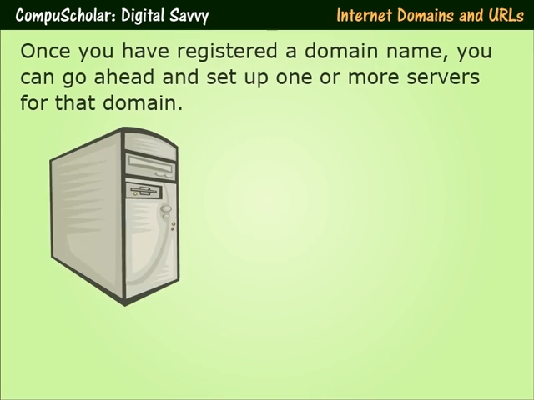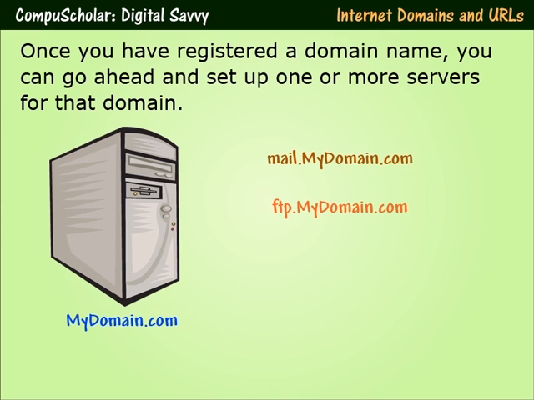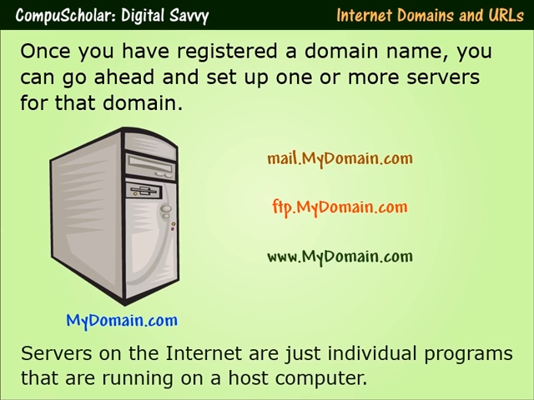Once you've registered a domain name, you can go ahead and set up one or more servers for that domain. Your main domain may just refer to your main server. However, you can use different prefixes to identify different servers. For example, you could use the mail prefix to describe a mail server on your domain, or you could use an FTP prefix to describe an FTP server, or you have a web server that'll typically have the familiar www prefix. Now don't forget that servers on the internet are just individual programs that are running on a host computer. You may just have one server program, or you may have several programs all running on the same host.